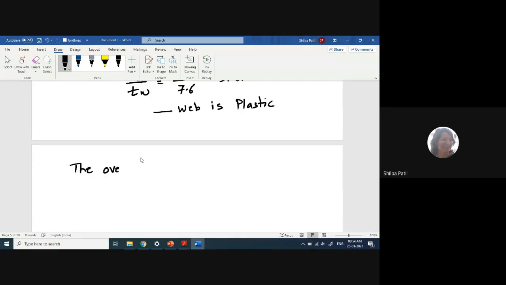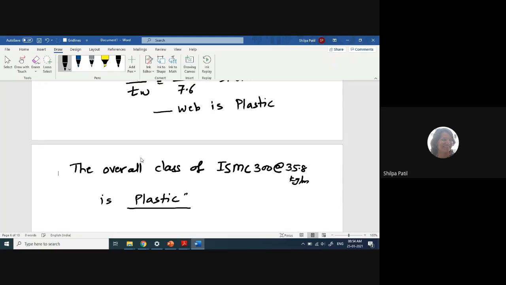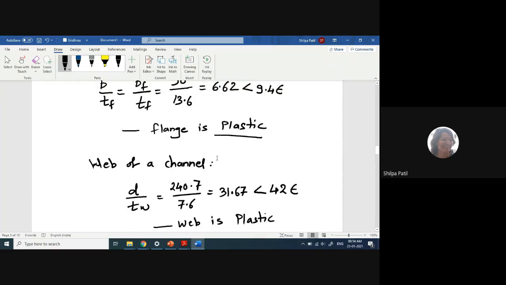The overall class of ISMC 300 at 35.8 kg per meter is plastic. Okay, is it clear? Any doubts in this?